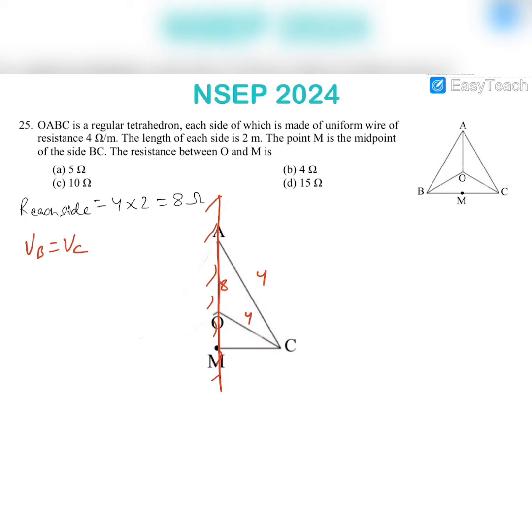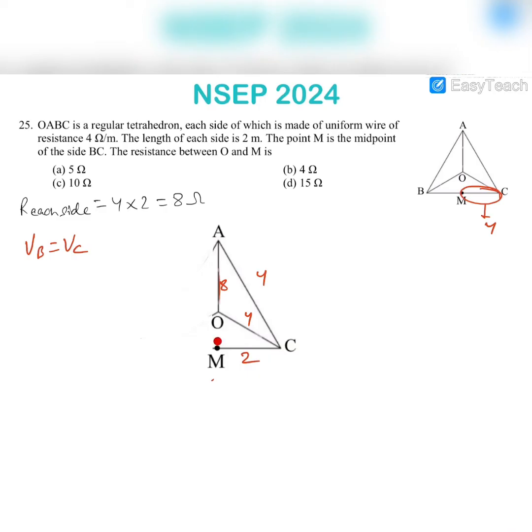So it would be 4, and this half resistance is 4, and when we combine B and C, MB and MC will be in parallel. So 4 and 4 is 2. So this will be 2. Now we remove this mirror, like that. Okay, so this will be the situation.